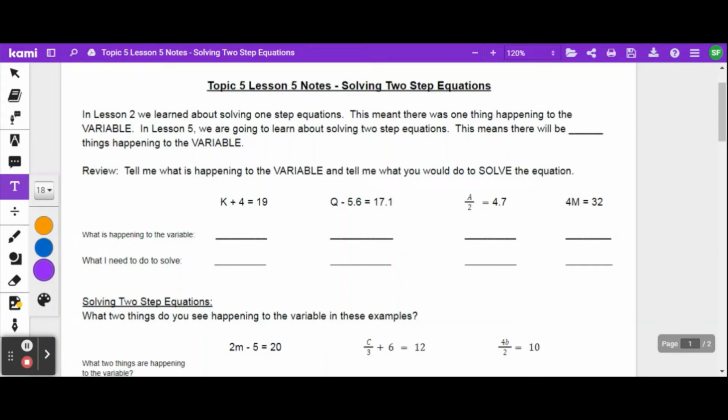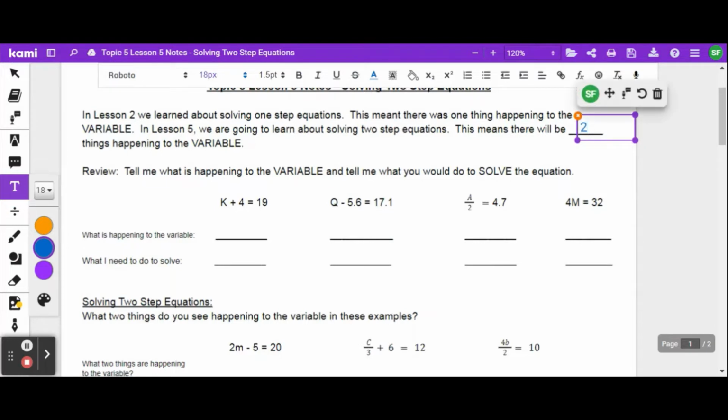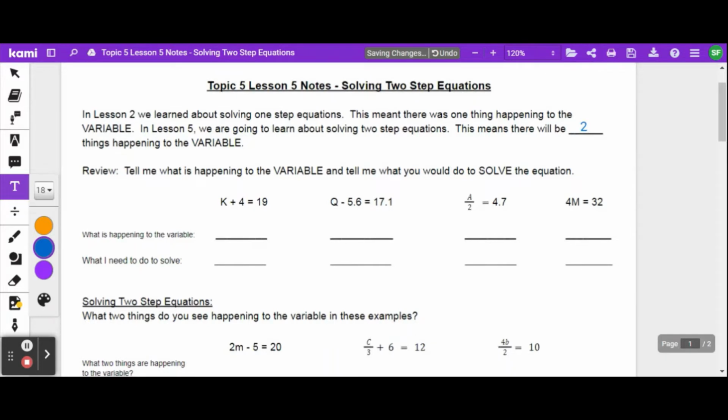Hello everyone, welcome to the topic 5, lesson 5 video on solving two-step equations. If you recall, in lesson 2 we learned about solving one-step equations, and that meant that there was one thing that was happening to the variable. Well, in this lesson, if you haven't figured it out already, two-step equations means that there are going to be two things that are happening to the variable. We have to do two things in order to solve the equation properly.